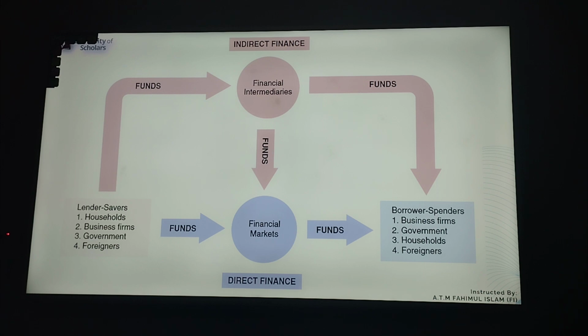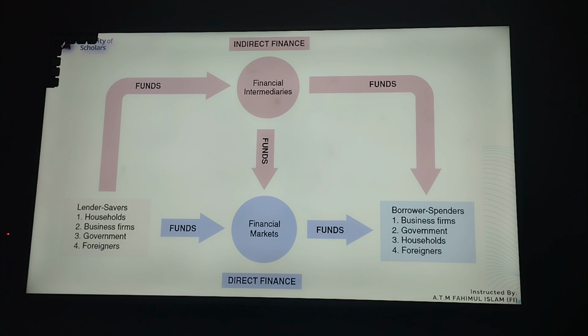So borrowers can be business firms, governments, households or individuals, and foreigners too. So the funds move to financial intermediaries and go to borrowers, and they can also go to financial markets, and the borrowers will be taking the funds from the financial markets. So when the savers lend the money to the financial market and the borrowers take the money from the financial market, that is called direct finance. There are no intermediaries, no one else between those two parties, just the financial market, and this is called direct finance. And what about indirect finance?